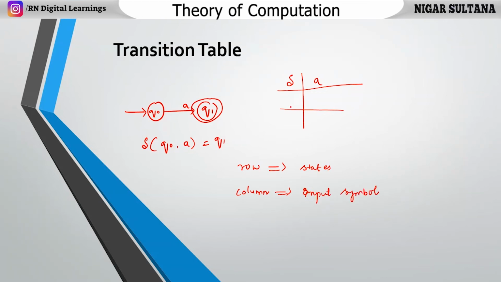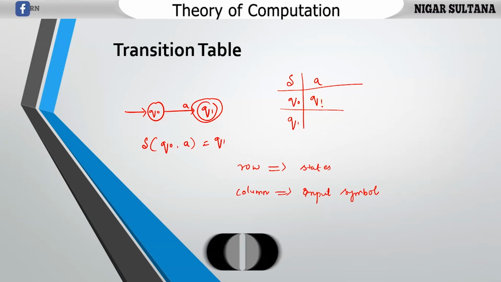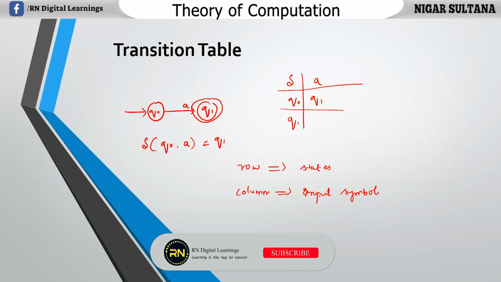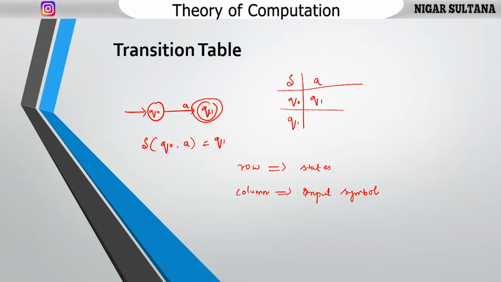Now, which are the states do we have? Q0 and Q1. Now we must observe, from Q0, A is moving to which state? A is moving to the Q1 state. So, Q1. Now, from Q1, where is A moving? We don't have any alphabet or any symbol from Q1, so I must write it as null. So, Q1 is my final state, indicated with a star mark. This is my transition table.